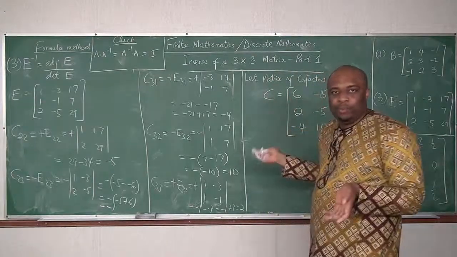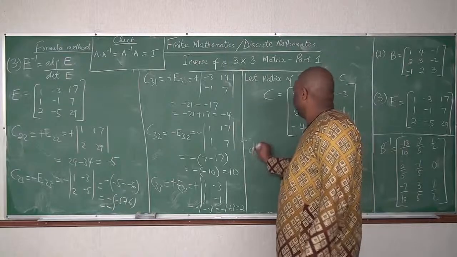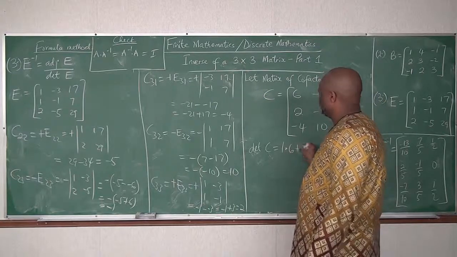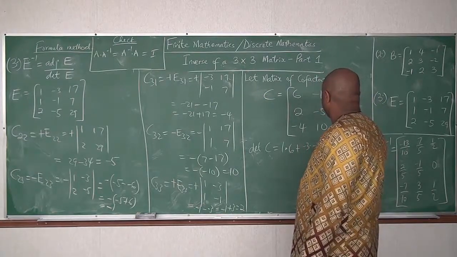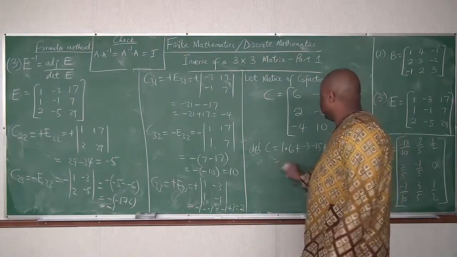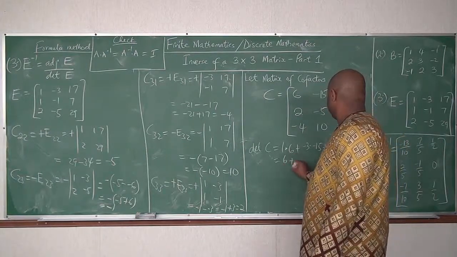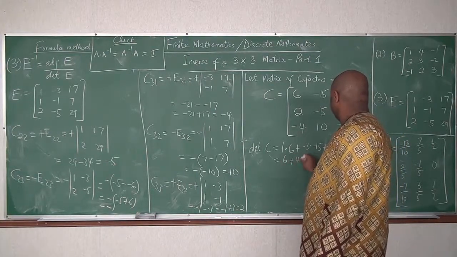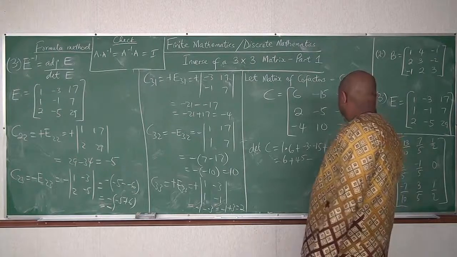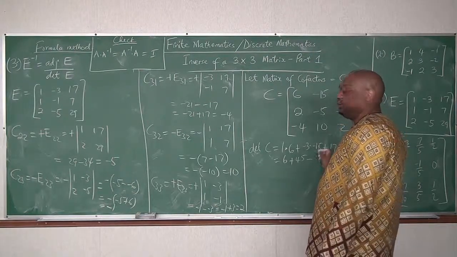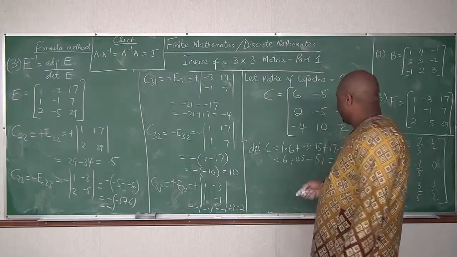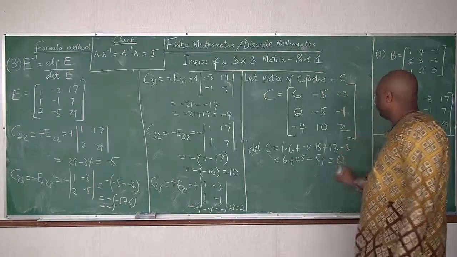Okay, let's see whether we are right. That C will be 1 times 6 plus negative 3 times negative 15 plus 17 times negative 3. So this gives us what? 6 plus 45 minus 3 times 17 is 51. 6 plus 45 is what? 51. 51 minus 51 is 0.